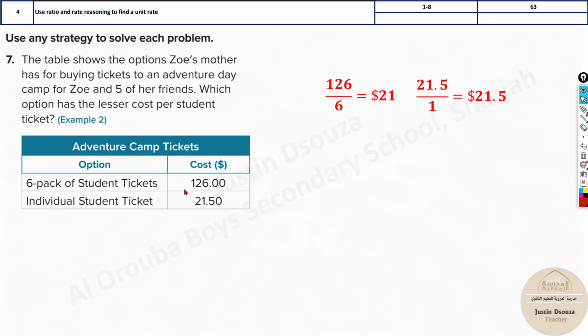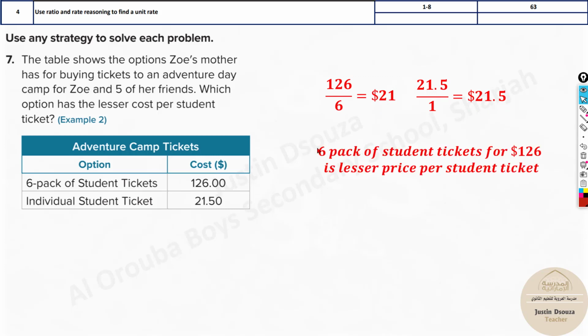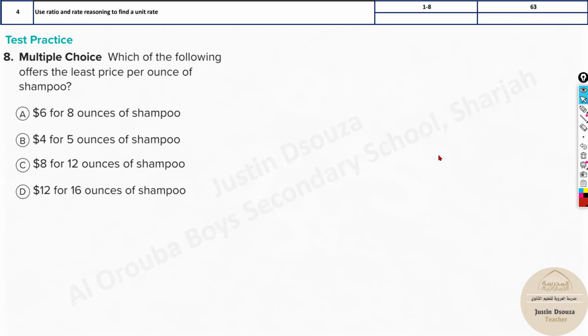Over here we have one more strategy problem, same as what we have done a while ago. Over here we have $126 for 6 student tickets and $21 for 1 student ticket. If you divide over here, you'll understand. If you buy the $126 6-student ticket pack at once, you will save. It is lesser. It is $21 only. Here you will have to pay $0.5 more. So if you buy the 6-pack student ticket, it will be the lesser price.